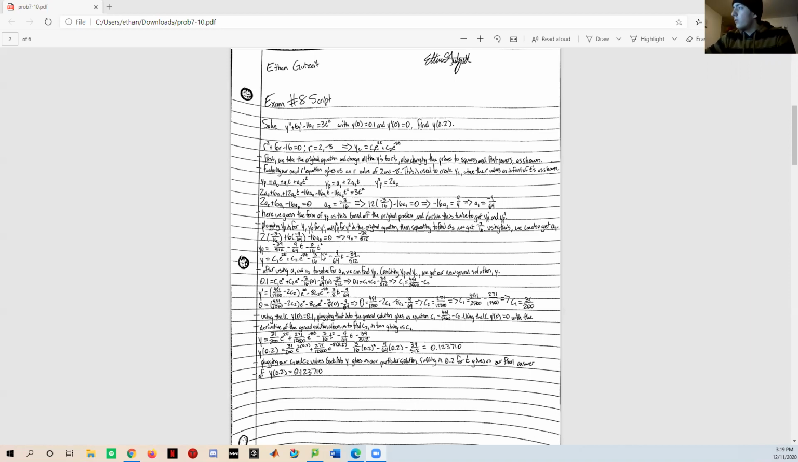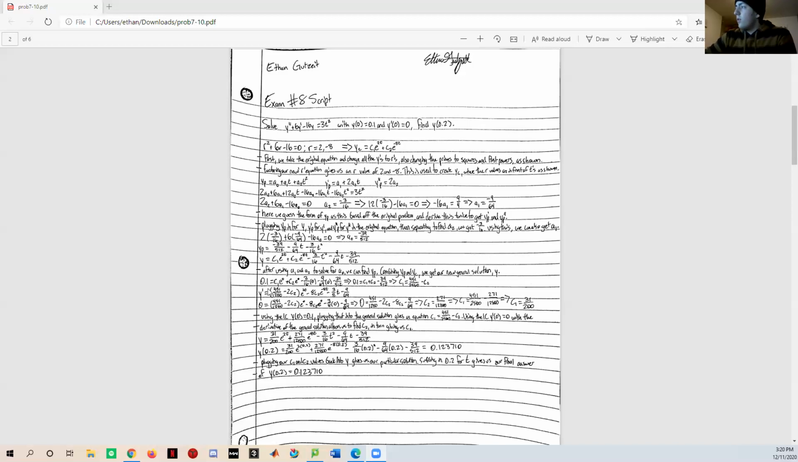Okay, now that we've got our general solution, we're just going to plug in our first initial condition, y of 0 equals 0.1. Right here, just plug everything in. You know how it goes. We can solve for our c1 and c2 using this equation. We get a little equation for c1. c1 equals 451 over 2,560 minus c2.